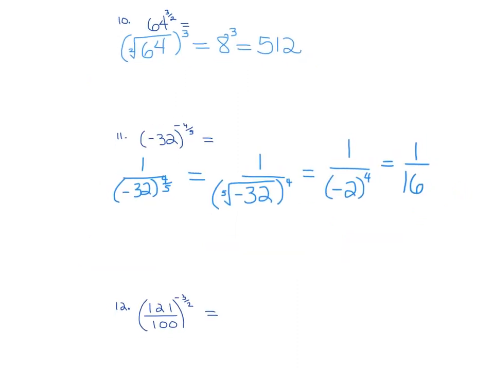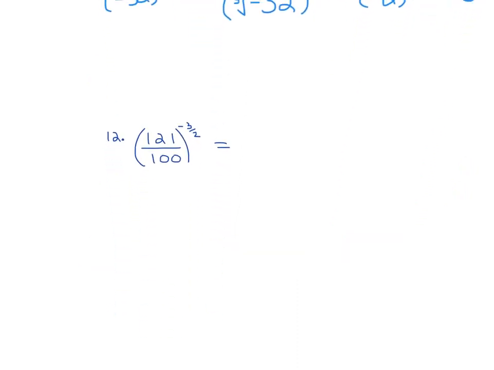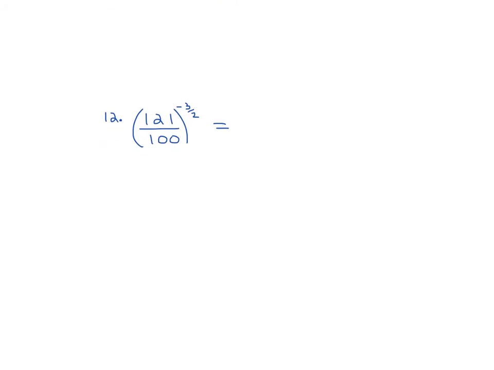Number 12, another negative exponent. Again, I'm going to write it. Actually, it's a fraction, so I'm just going to flip it. I could put the whole thing underneath the 1 and then divide it. Remember, when you have a fraction that's raised to a negative exponent, flip it to the reciprocal.